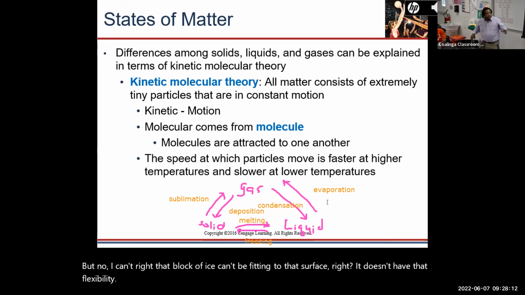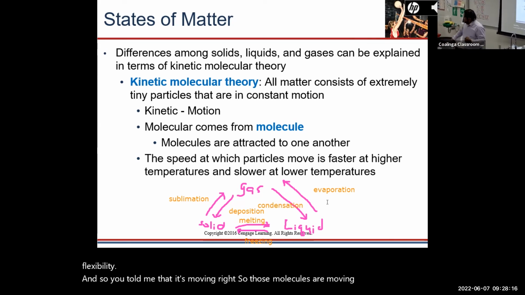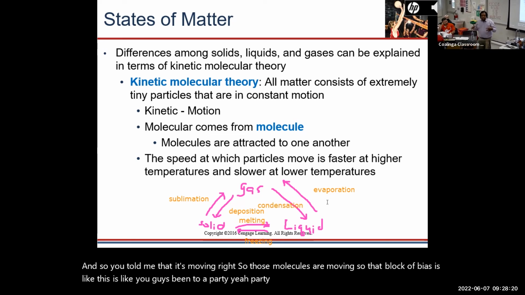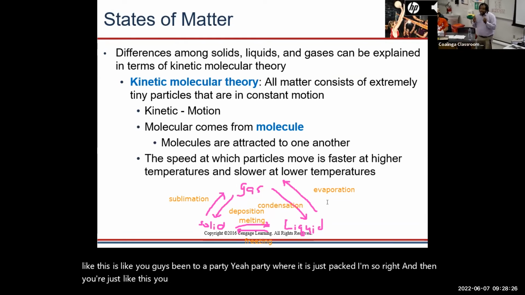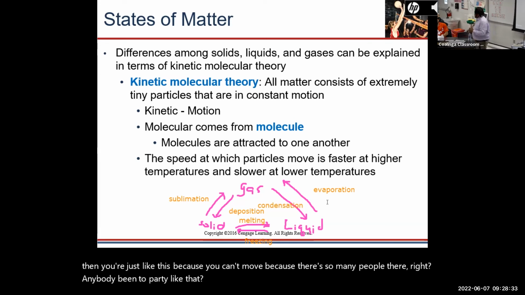And so you told me that it's moving, right? So those molecules are moving. So that block of ice is like you guys been to a dance party where it's just so packed, right? And when you're dancing, you can't move because there are so many people there, right? Anybody been to a party like that? A house party or nightclub?